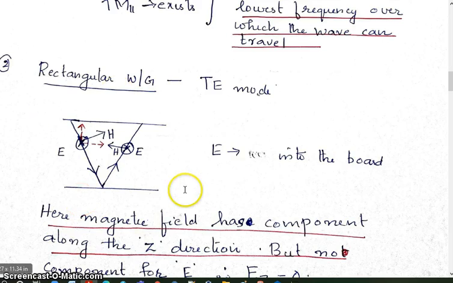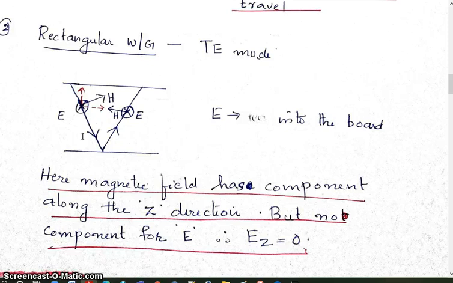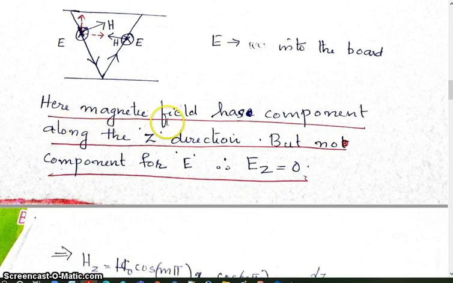So here I have drawn the components of the electromagnetic wave, electric field and magnetic field. This is the direction of propagation, and the arrow represents the direction of the magnetic field, and the red line represents the components of the magnetic field, and accordingly the electric field will be pointing into the board, which you can find out using the right hand thumb rule. So since the electric field is pointing into the board, it will not have any component along the Z axis. Here the magnetic field has a component along the Z axis, but no component for E along the Z axis. That is, Ez is equal to 0. It is just the reverse of TM mode.